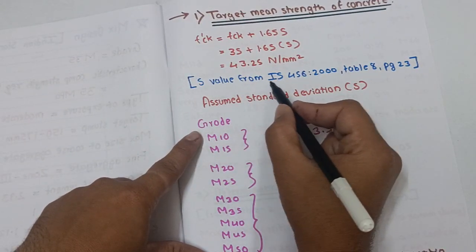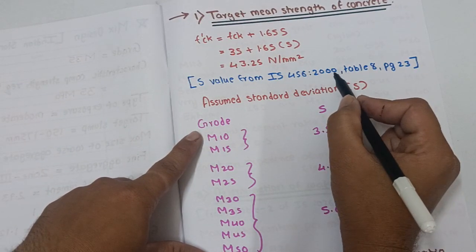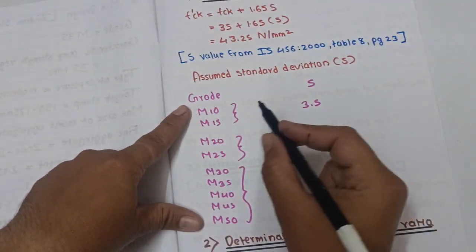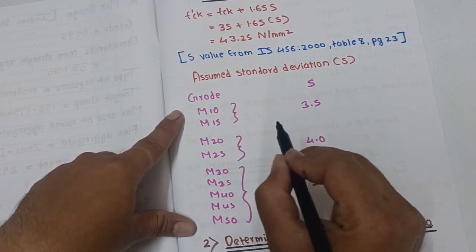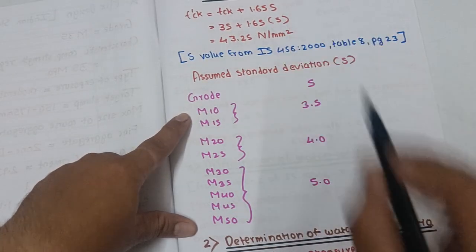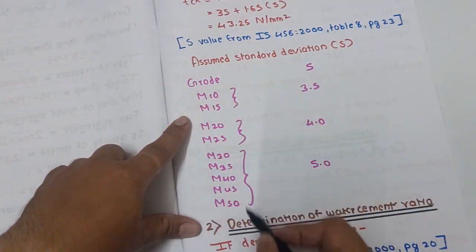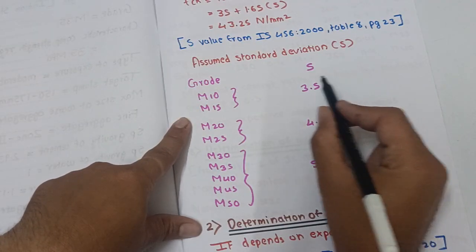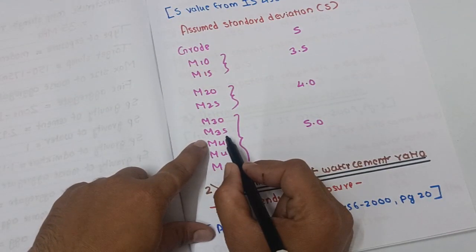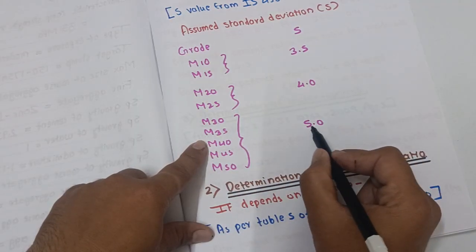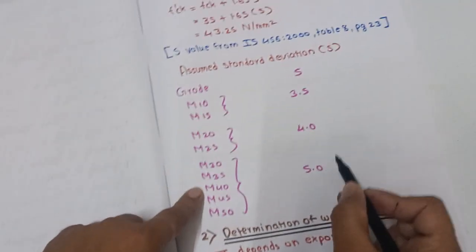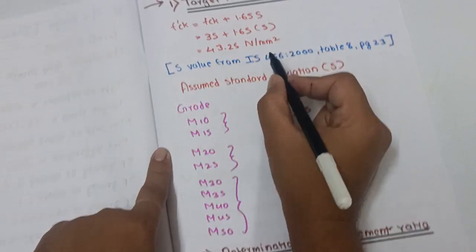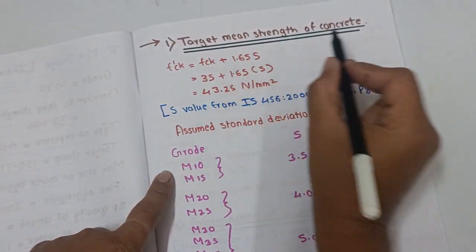S value from IS 456 2000 IS code, table 8, page number 23. Here assume standard deviation. This is the table. From this we get S value. These are the grades given, and this is standard deviation S value. For our grade M35, S value is 5. So we put 5 here and we get 43.25 Newton per mm square target mean strength.